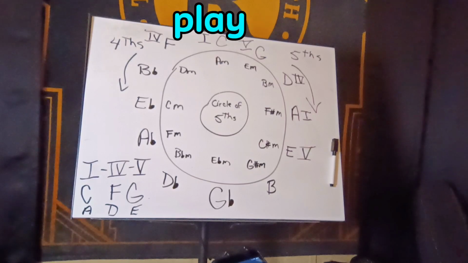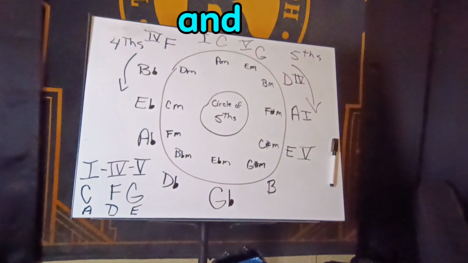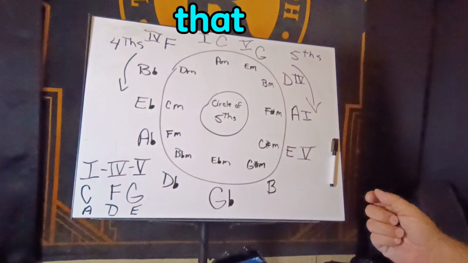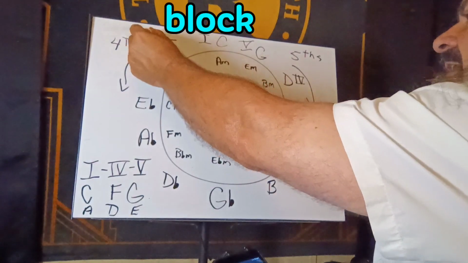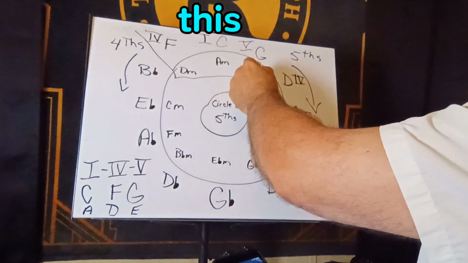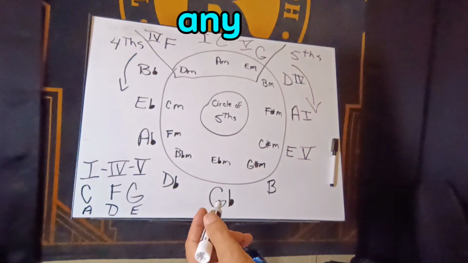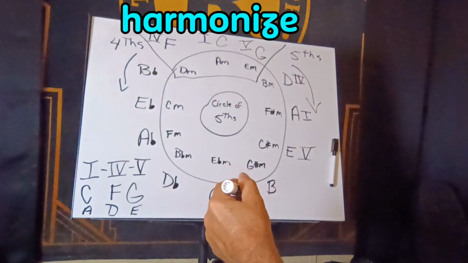So if you want to play a group of chords and you want to know what their major chords and their minor chords are in that key, you can use the circle to block that out like this. Now you can play these chords in any grouping because they harmonize together.